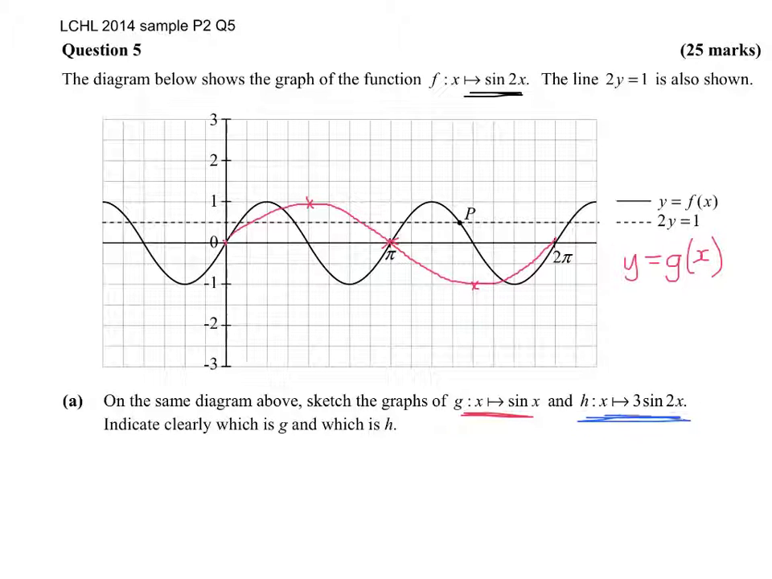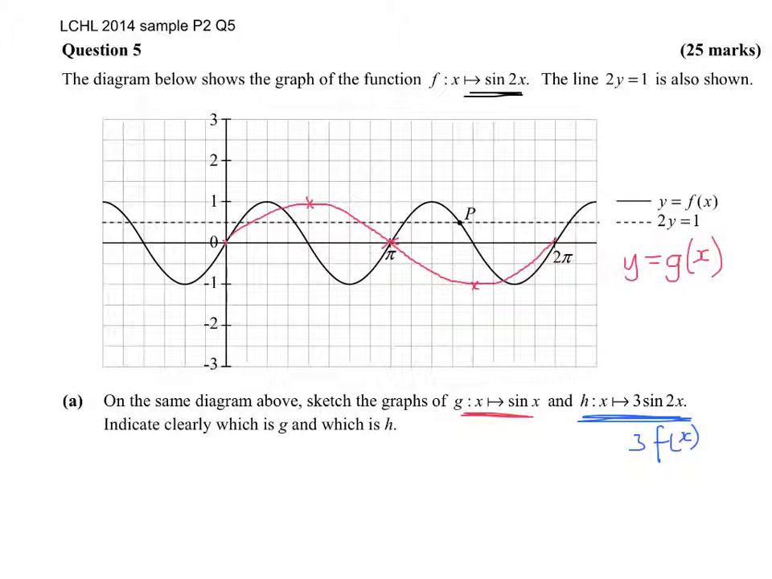For the second function that's been required to graph, which is 3 sine 2x, obviously you need to appreciate that this is just 3 lots of f of x. That's all that you're being asked to do, because f of x is sine 2x, and you're asked to do 3 lots of f of x. So this is just a transformation where you're stretching in the y direction the black graph that you've got on your coordinate grid.